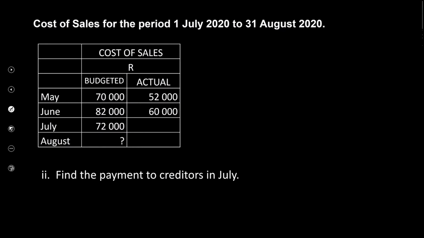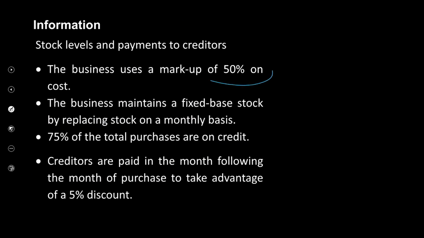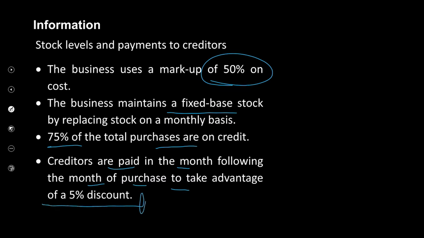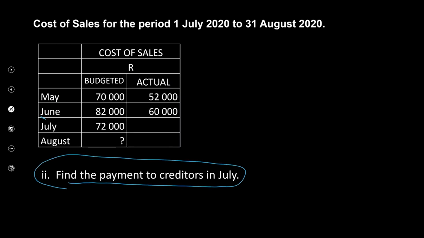You are asked to determine the payment to your creditors. And what do we do here once again? Let's go back and see what we're going to do here. Number one, same story, 50% markup, fixed base stock, 75% of total purchase on credit. Creditors are paid in the month following the month of purchase to take advantage of a 5% discount. Okay, so now, what do we do? Determine the 82,000. What was the 82,000? You can clearly see here that the 82,000, if you purchased in June, you're going to pay that first payment in July. And that's why the question said, find the payment to creditors in July.